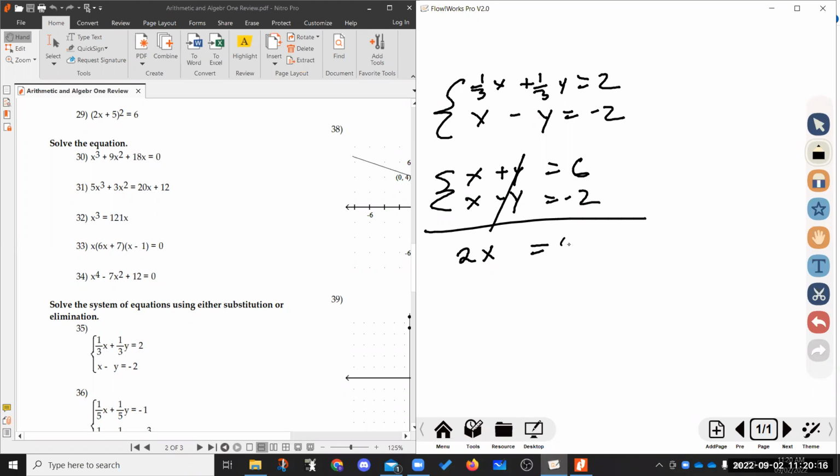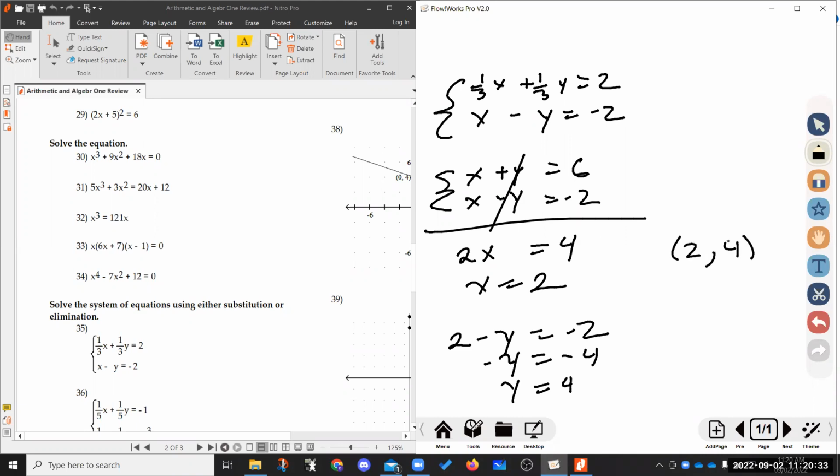So that's 2x = 4. x is equal to 2. I'm going to come back to the equation x - y = -2 and say 2 - y = -2. Negative y is going to be equal to -4. So y = 4. And my solution is going to be the point (2, 4).